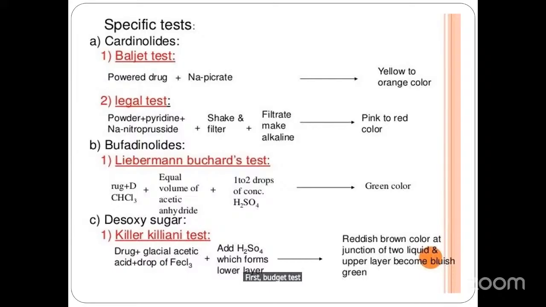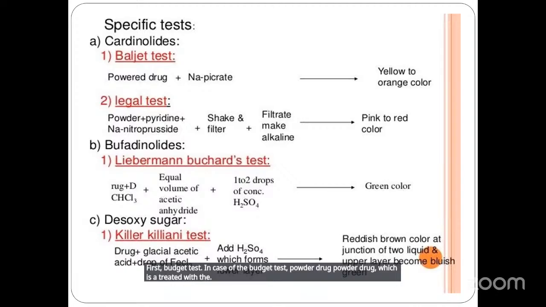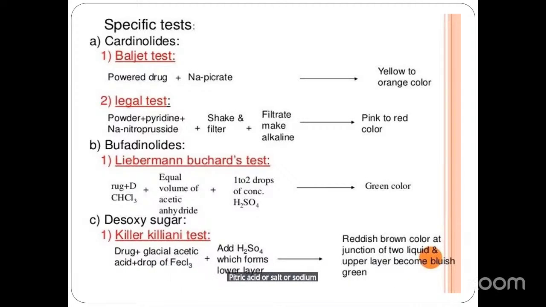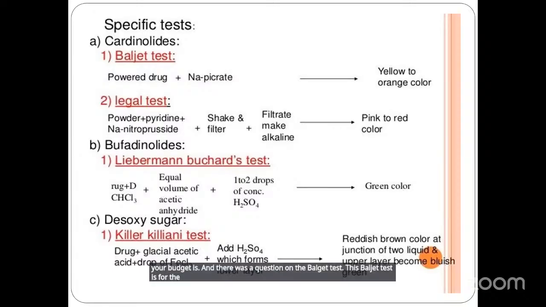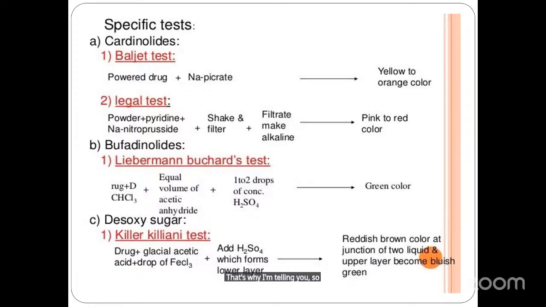In case of the Baljet test, when powder drug is treated with picric acid or a salt of picric acid, that is called sodium picrate, you will get a yellow to orange color. That is your Baljet test. There was a question on the Baljet test. This Baljet test is for the cardenolide. That's why I'm telling you. This is very important, as there are two types of cardiac glycoside, C23 and C24. So the Baljet test is for the cardenolide. In the Baljet test, you have to remember sodium picrate and yellow, orange, red color formation.